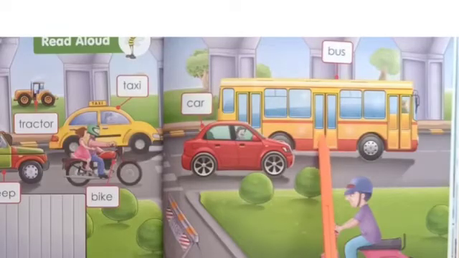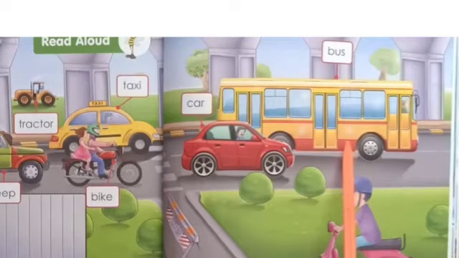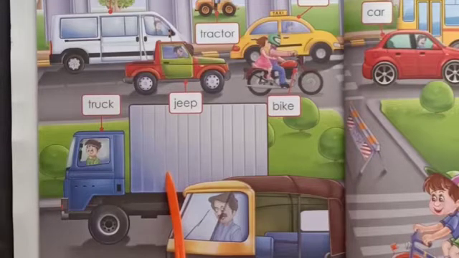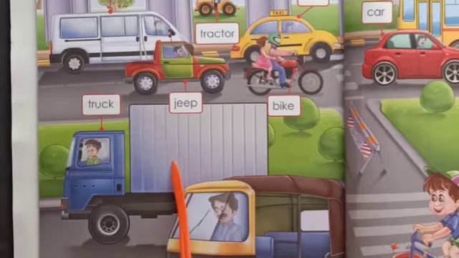Now tell me, which vehicle is this? This is a bus, right? And bus is a public transport जिसमें काफी सारे लोग एक साथ बैठ के एक जगह से दूसरी जगह जा सकते हैं. Now tell me, which vehicle is this? This is a truck and trucks are used to load things and take them from one place to another.